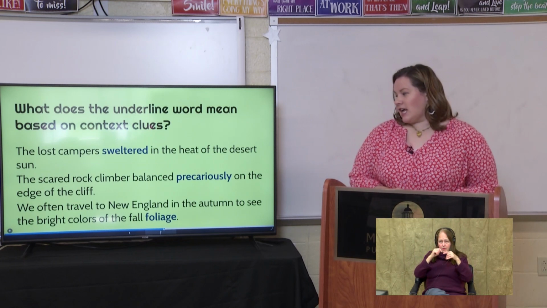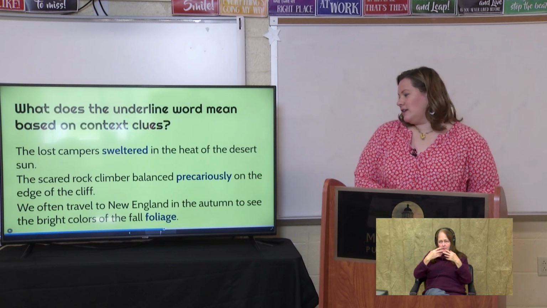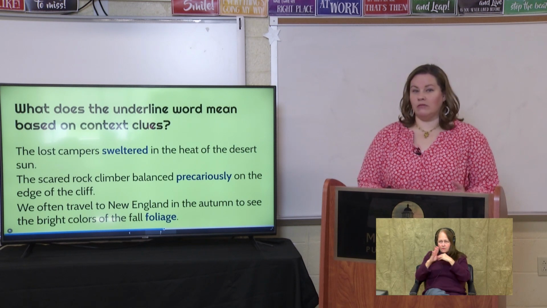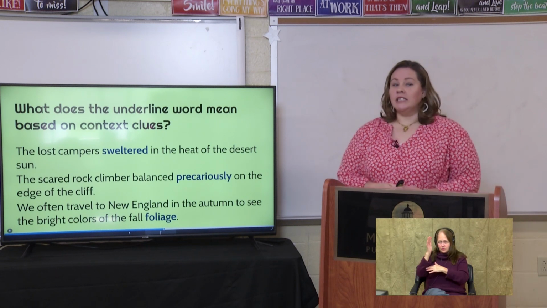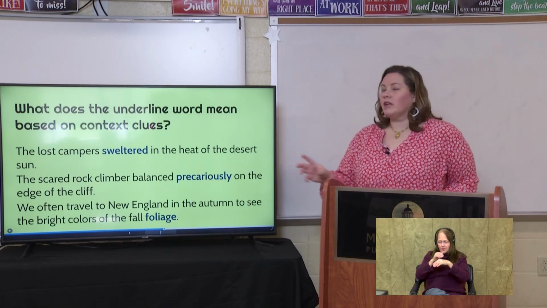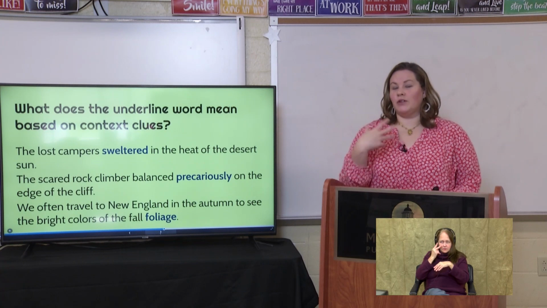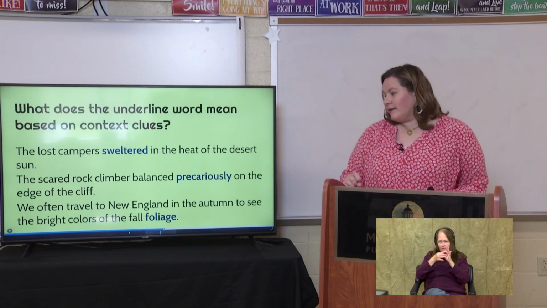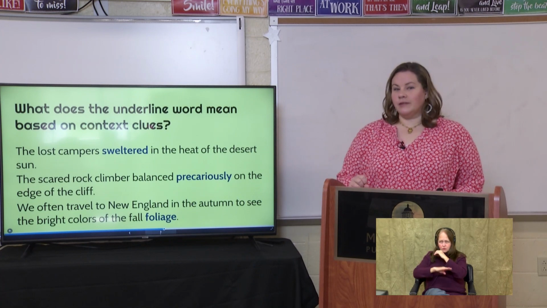The last one on this slide says, we often traveled to New England in the autumn to see the bright colors of the fall foliage. Now, what does that mean? So if we're thinking about this, we have New England. If you've ever seen pictures, this is when you're going to pull in another type of connection. We have autumn, and then we have bright colors.